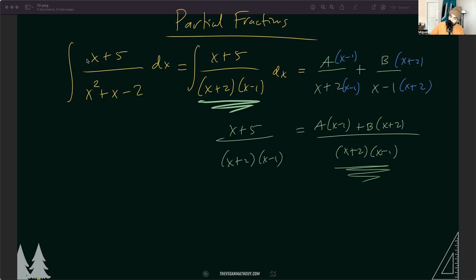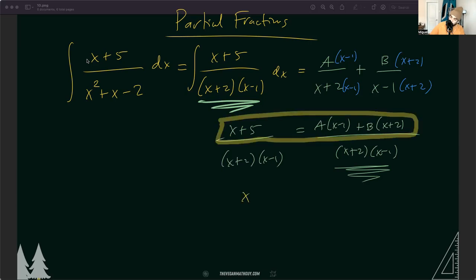So this is where we have to do some investigating. We're going to go ahead and take the numerators and just set them equal to each other. Because now we're going to do x plus 5 equals a times x minus 1 plus b times x plus 2. And there's a ton of ways of solving these types of problems. One of them is called the cover-up method.